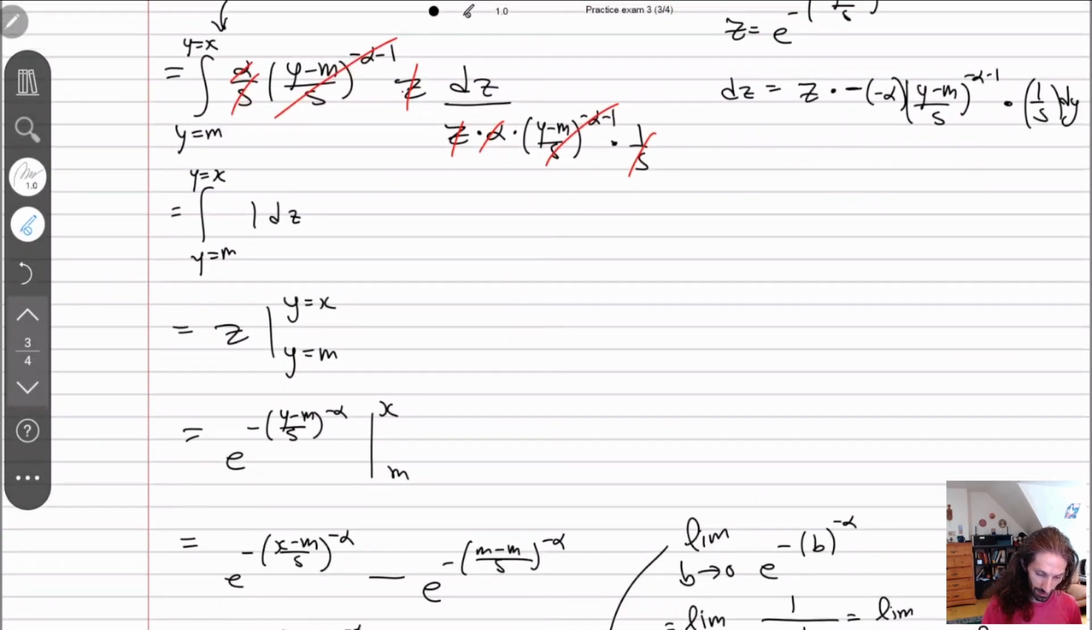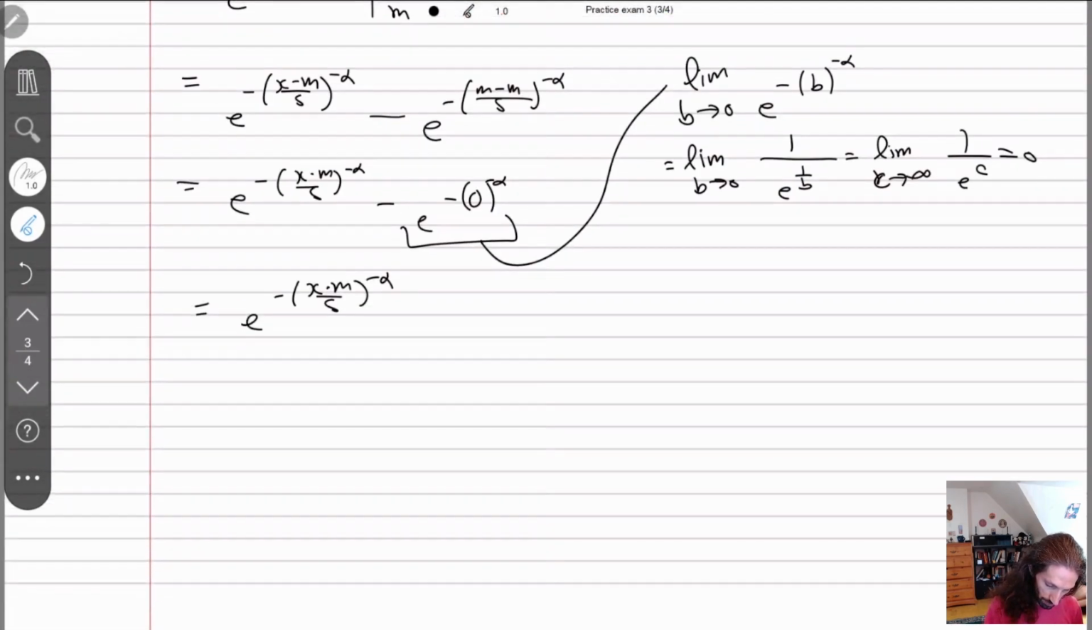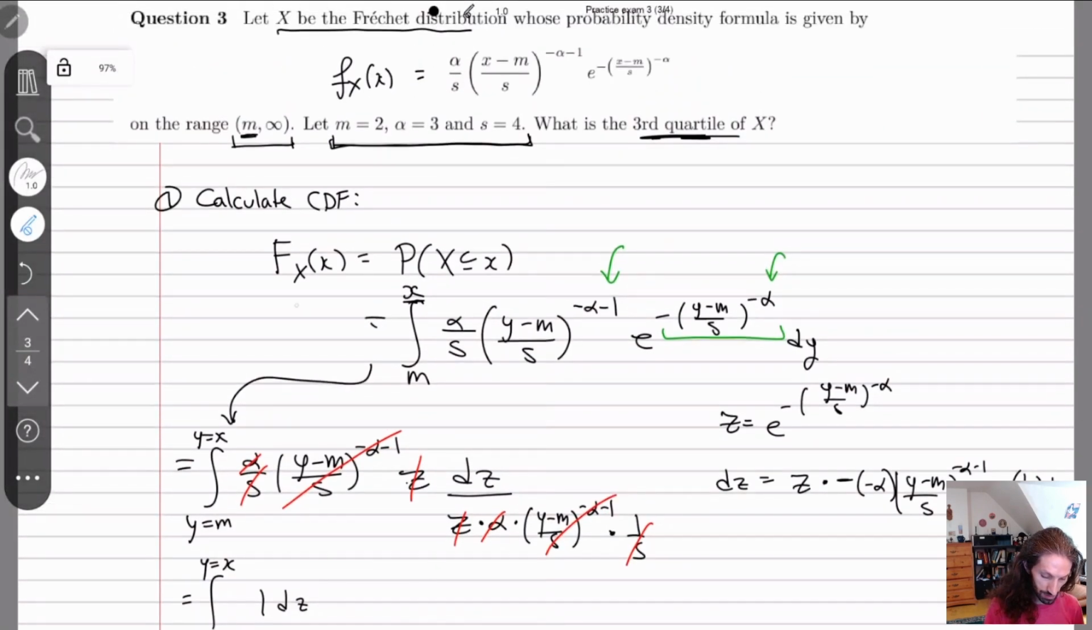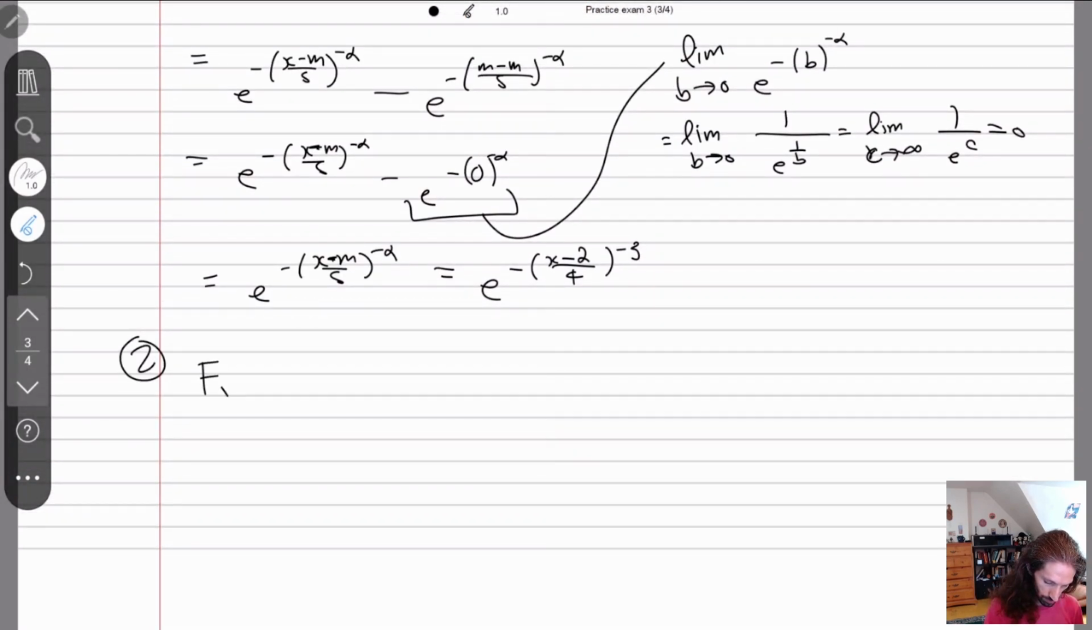And here, if I want, I can now plug in my m, my alpha, and my s from before. So here I'm left with e to the minus x minus 2 over 4 to the power of minus 3. But here, notice how this just gives me the CDF. I really want the third quartile. So I want to plug this into the third quartile, so it's 3/4, right? Third quartile is the 3/4.